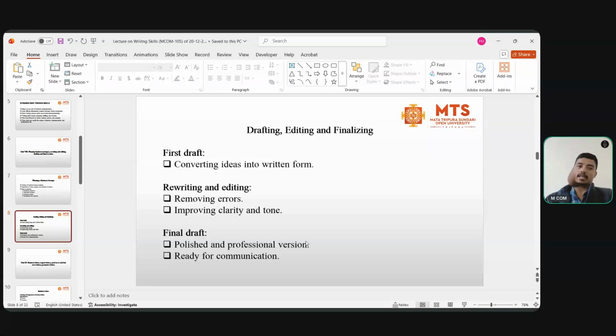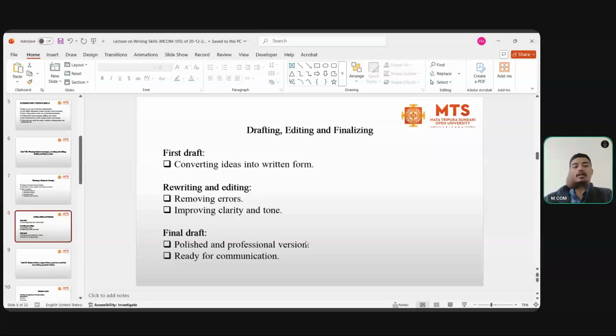The next step is revising and editing. Editing means checking your writing carefully and removing errors. This includes correcting grammar, spelling, and punctuation, checking whether proper punctuation is used or not. Rewriting also helps improve clarity, tone, and sentence structure. So you may add or remove words to make the message clearer.